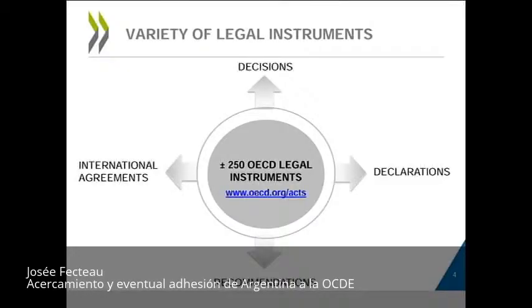There are four types that we know of. The bread and butter of the OECD are the recommendations. The vast number of our legal instruments fall into that category. Then come the decisions on top. And there are two other types that have also been developed within the framework of the OECD: international agreements, which are freestanding treaties, and declarations.